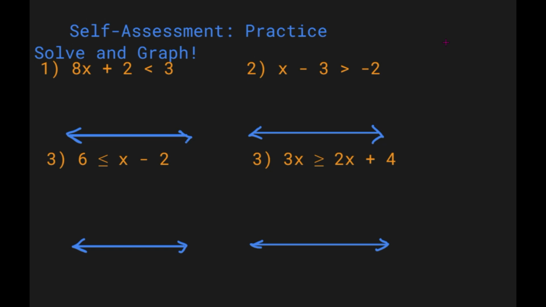All right, welcome back. Let's get to solving. I'm going to isolate the variable. I want x by itself. So I'm going to subtract this 2 from both sides, leaving me 8x is less than 3 minus 2 is 1. Okay, so I subtracted 2 from both sides, and now I'm going to divide this 8 out of here. Divide by 8, divide by 8.